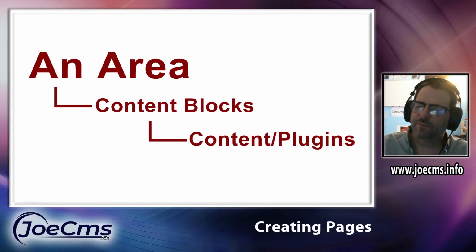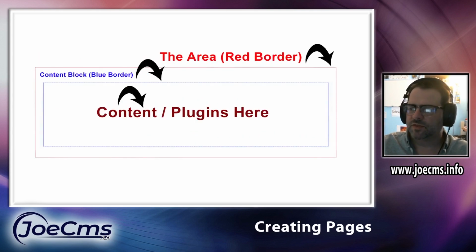Now there are three components that make up building a page and the content. You have areas, you have content blocks, and you have content, which is built on plugins. Now you can add as many areas as you want to a page, and within each area, you can add as many content blocks as you want to that area. And within each content block, you can add as much content as you wish, or plugins. Now in the back end, when working with the page, you'll notice that the area is surrounded by a red border, and the content block will be surrounded by a blue border. And within the content block, you can add your content, or plugins.